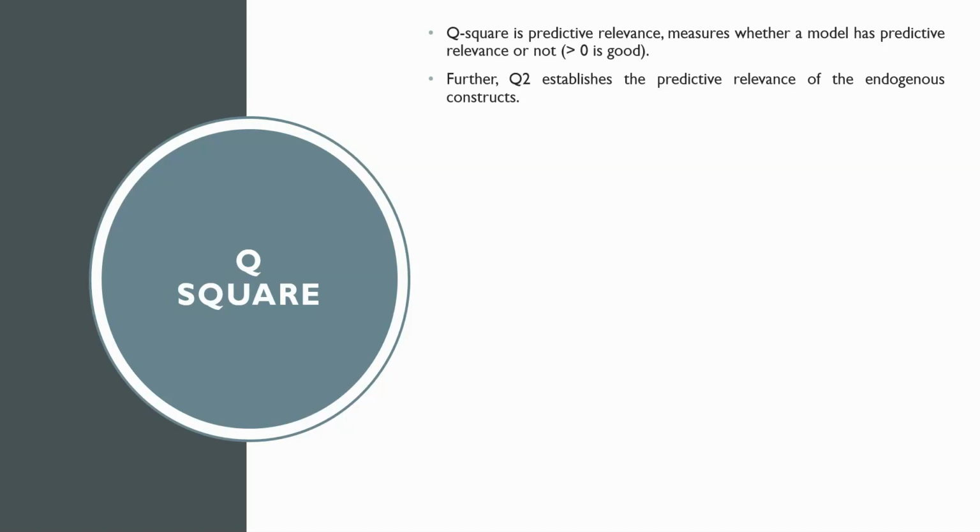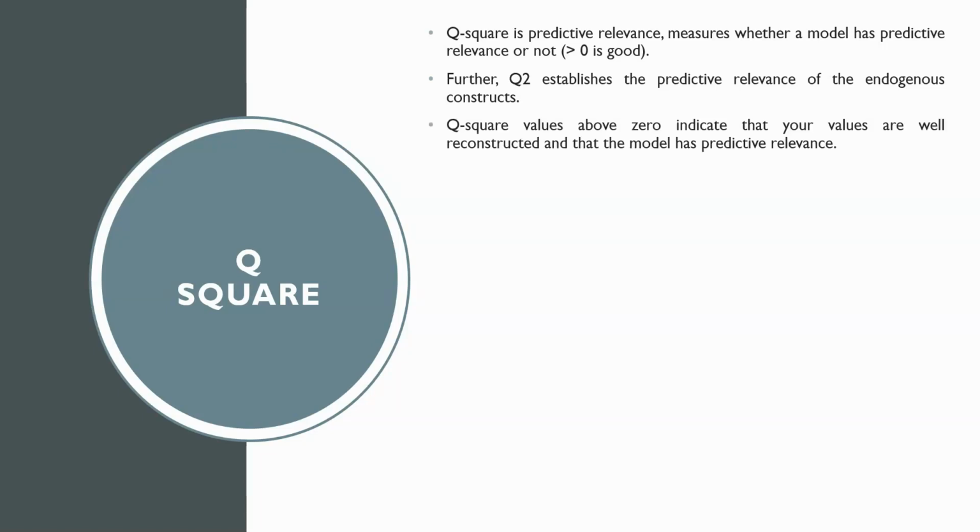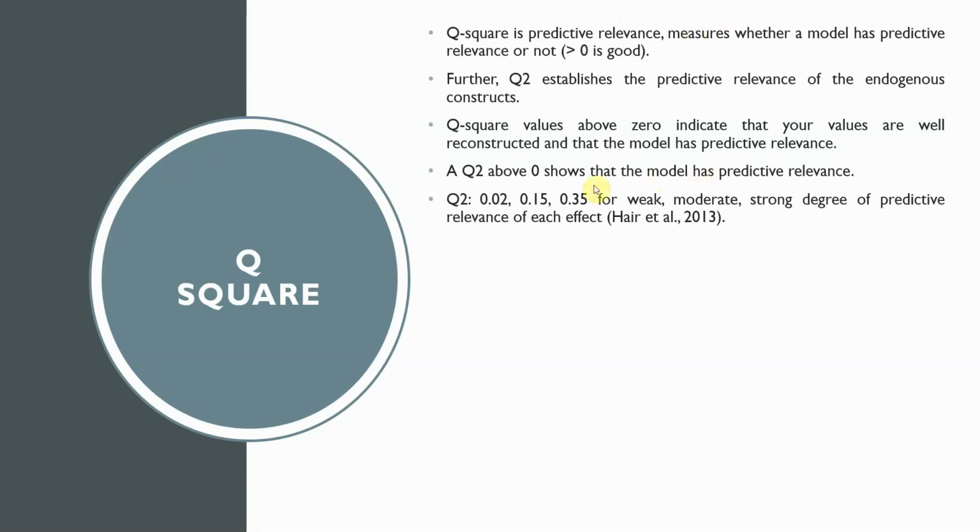Again, it is for the endogenous constructs, not the exogenous constructs. Q-square values above 0 indicate that your values are well reconstructed and that the model has predictive relevance. Again, a value over 0. And if it is 0.02, 0.15, 0.35, that is for weak, moderate and strong degree of predictive relevance of each effect.